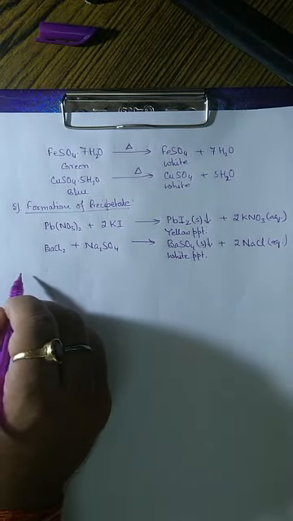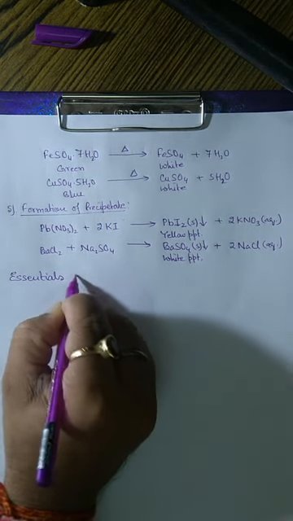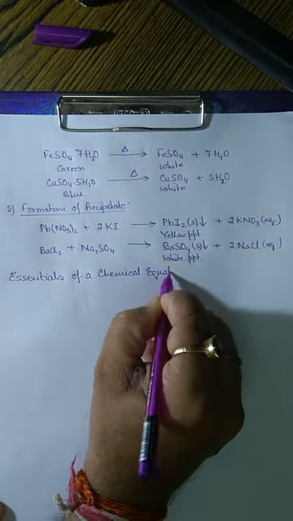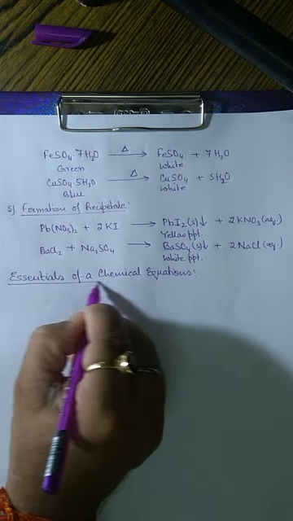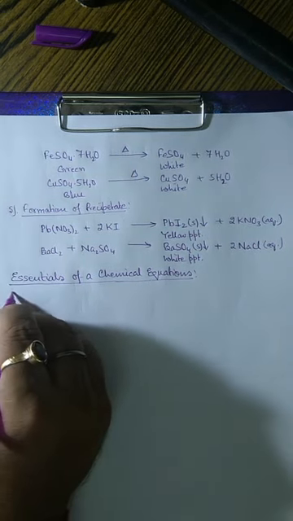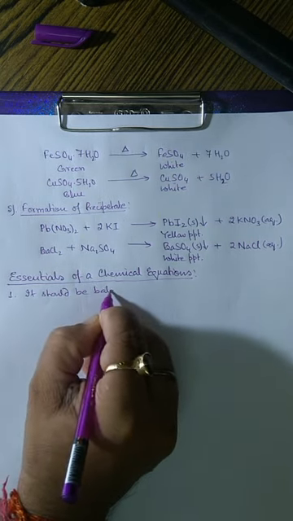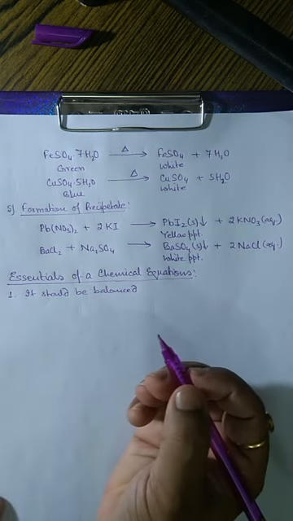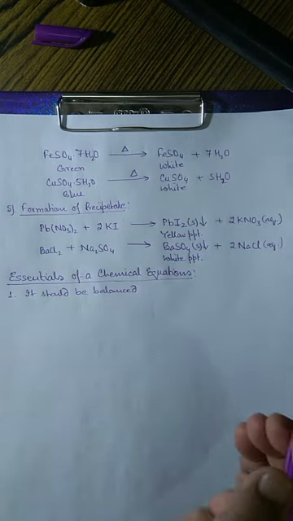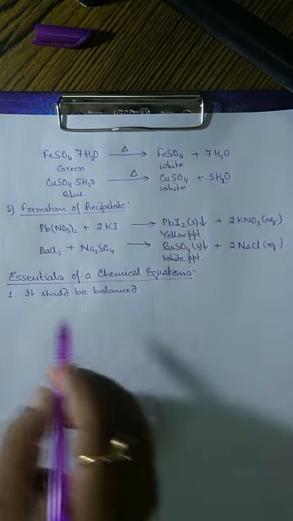Now we move on to the next topic, that is essentials of a chemical equation. First thing, it should be balanced. Any chemical equation should be balanced. It means that the number of atoms of different elements on the two sides of the equation must be equal.